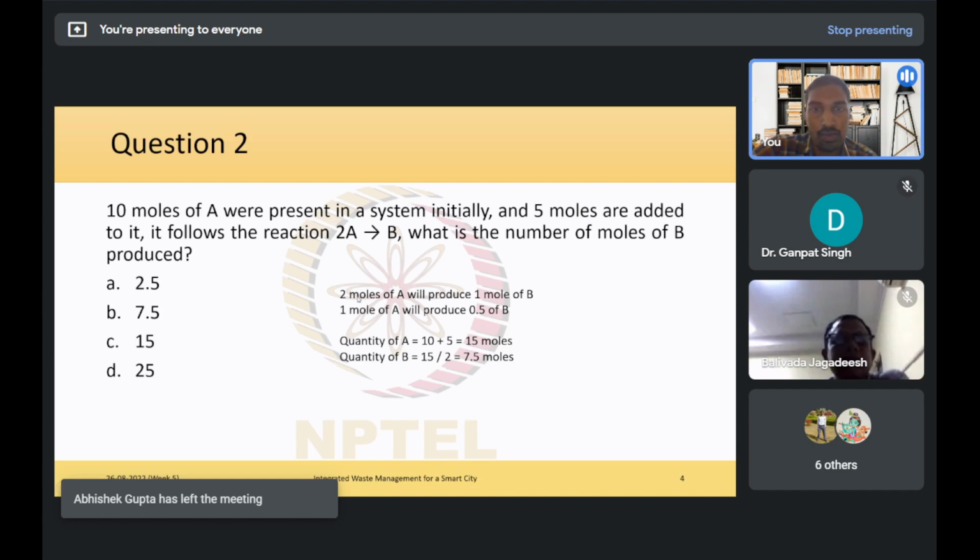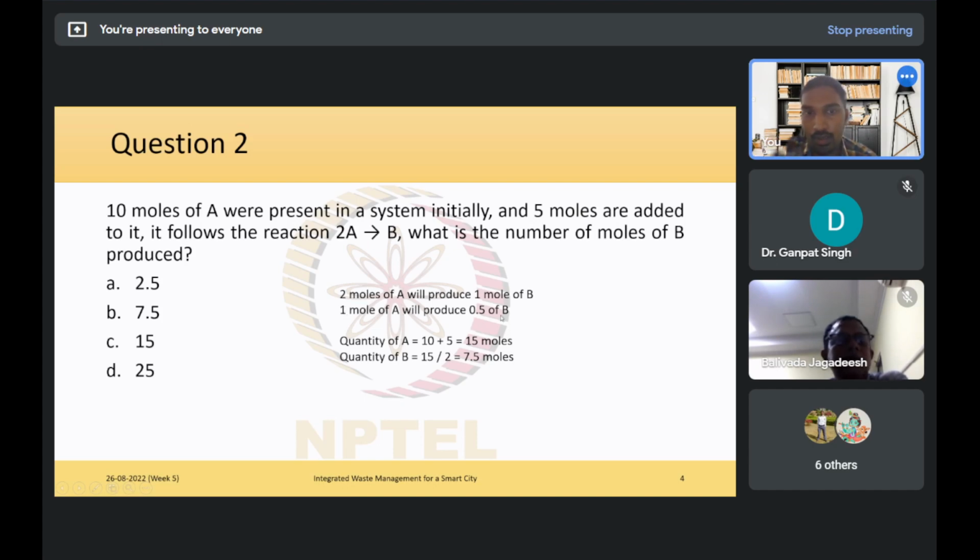From the given reaction we know that 2 moles of A will produce 1 mole of B, which is the same as saying 1 mole of A will produce half a mole of B. Right now in this system we have 15 moles, because 10 moles were there initially and 5 moles were added later. So 15 moles of A will give 15 by 2, that is 7.5 moles of B. So that was question 2.